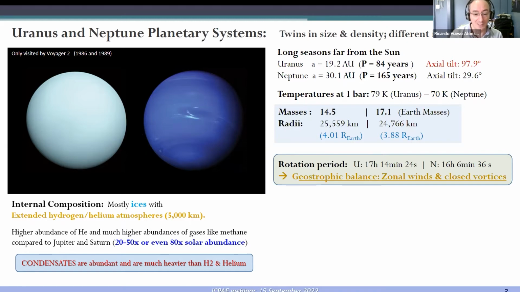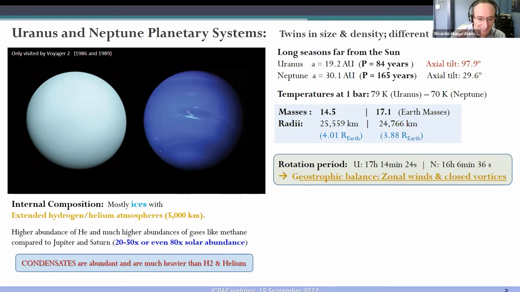And these protoplanets were massive enough to accrete hydrogen and helium. And so Uranus and Neptune are surrounded by atmospheric envelopes of about 5,000 kilometers in size, so about a fourth of the radii of the planet, these extended atmospheres of hydrogen and helium. But in these atmospheres, there are lots and lots of condensates, gases that come from the lower part of the atmosphere, from these ices. And we think that the amount of atmospheric volatiles in these atmospheres is very large.